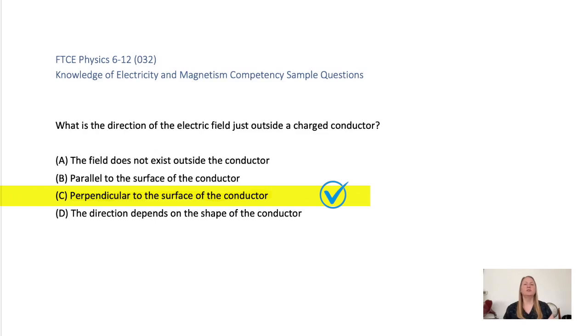The electric field just outside a charged conductor is always perpendicular to the surface. This is a direct result of Gauss's law. The electric field lines are perpendicular to the surface because the charges on the surface of the conductor repel each other and want to be as far apart as possible, which results in a field that is perpendicular to the surface.